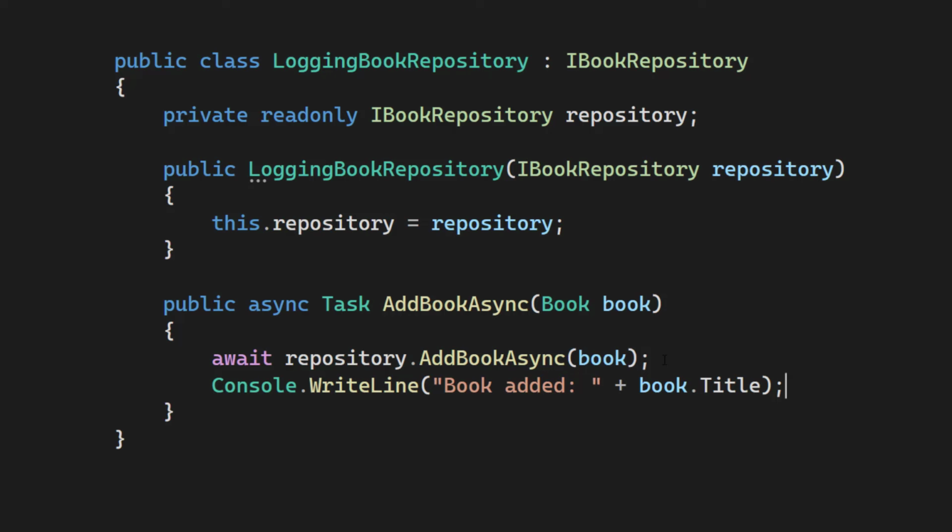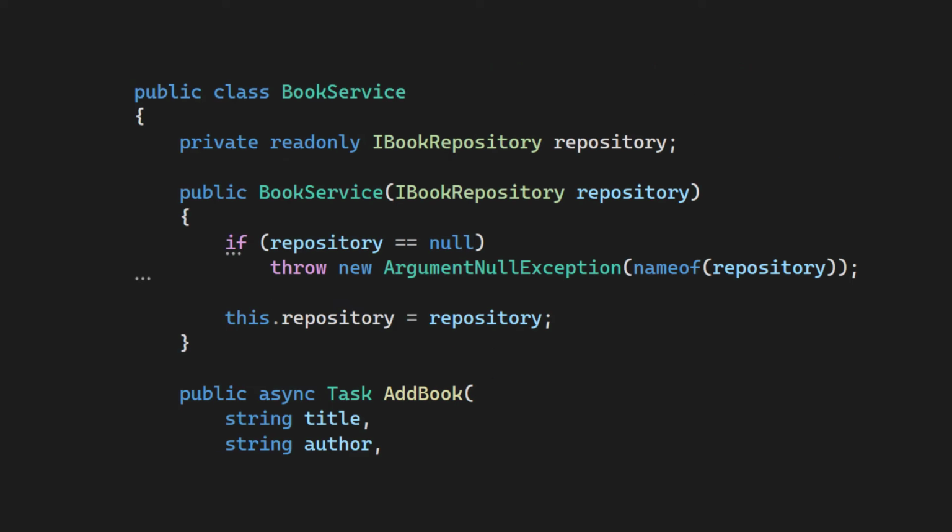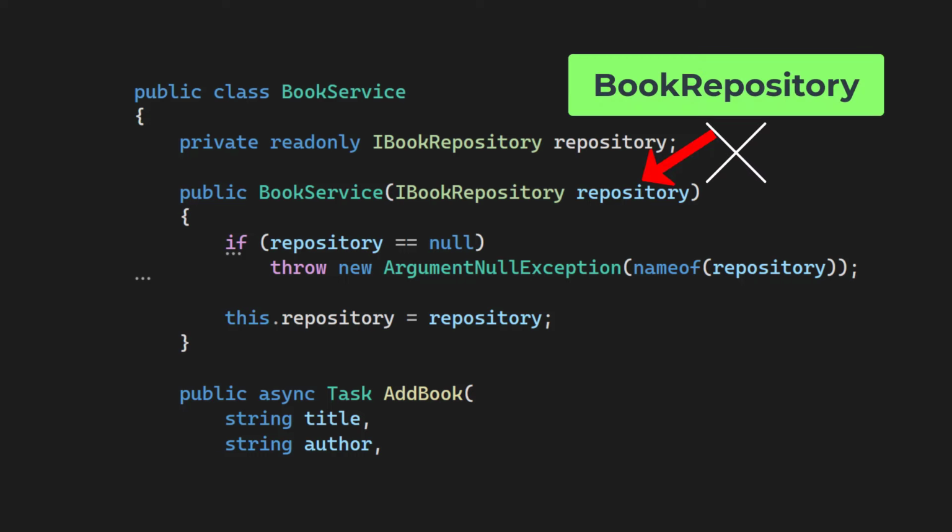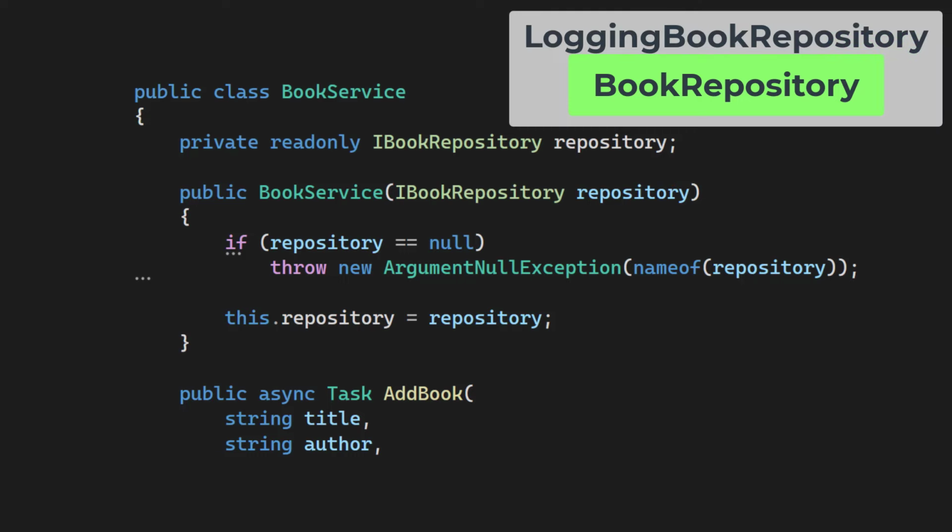Now, what this means is that when book service accepts IBookRepository as a dependency, instead of passing a book repository object to the book service's constructor, we are intercepting that dependency by modifying it and wrapping another class around it, which is the logging book repository class. The logging book repository class invokes the inner book repository's addBook async method and writes information to the console, and we are passing that logging book repository object to the book service's constructor.